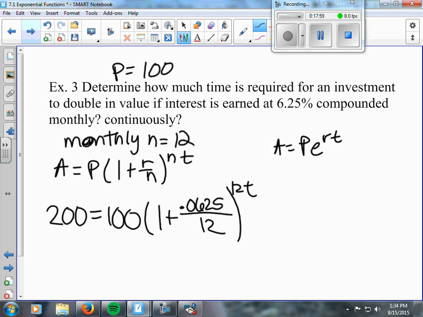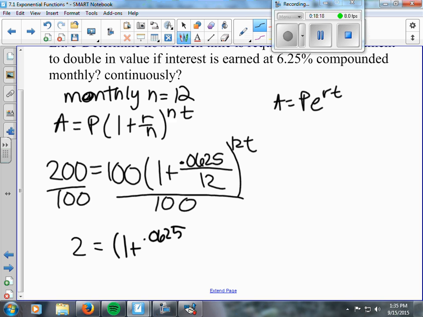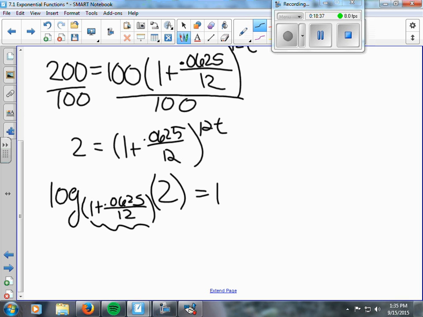And then this next step is the reason why it doesn't matter whether you start with $100 or a penny. And that's because your first step is to divide by the initial amount. And if you doubled your initial amount, anytime you divide A by that, you get 2. 1 plus 0.0625 over 12, to the 12t. Now I have to eliminate the base. That means I have to put it as a base of a logarithm. I'm being very careful not to round. So my base is this strange number, the log of 2 with this strange base, and that equals 12t. And so I'm going to take that and divide by 12.